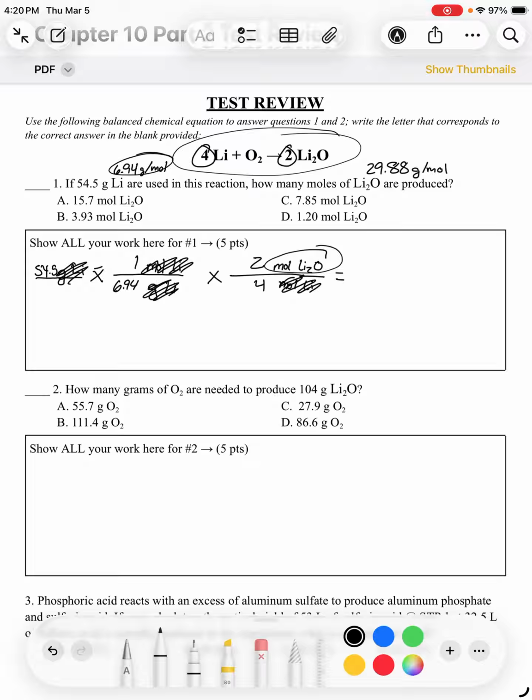So let's go ahead and plug in these numbers. Ready? 54.5 times 2 divided by 6.94 times 4. And my answer is 3.93 moles of lithium oxide. I showed my work. I got the 5 points. I'm going to write my answer, B.